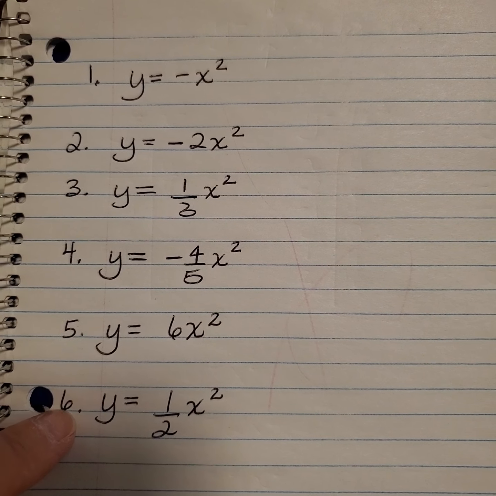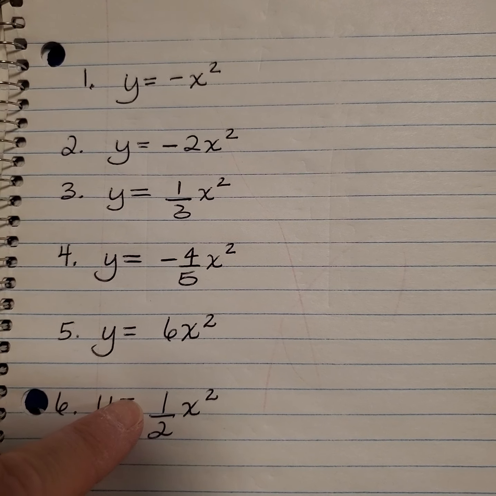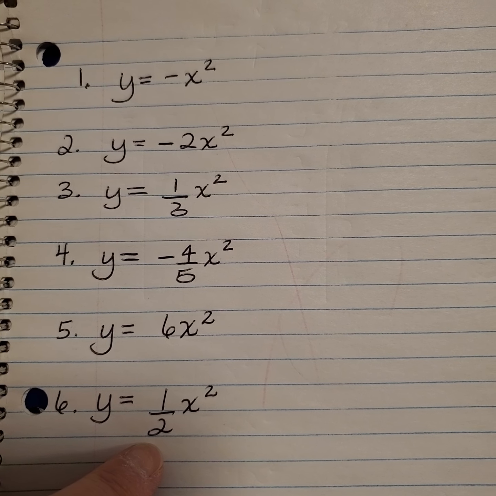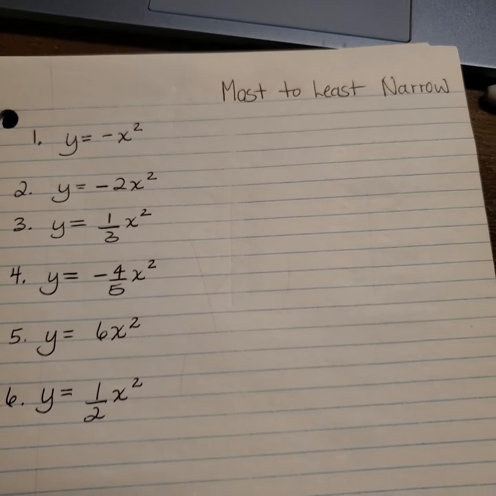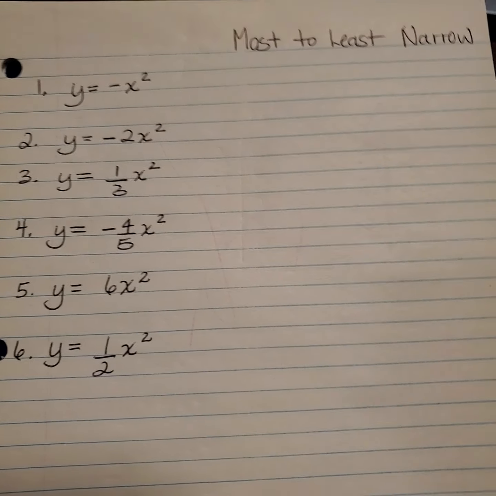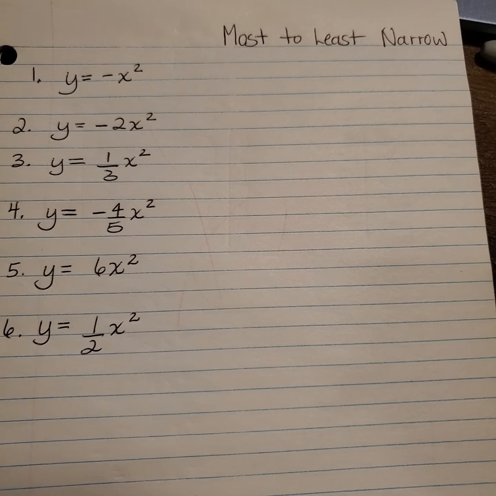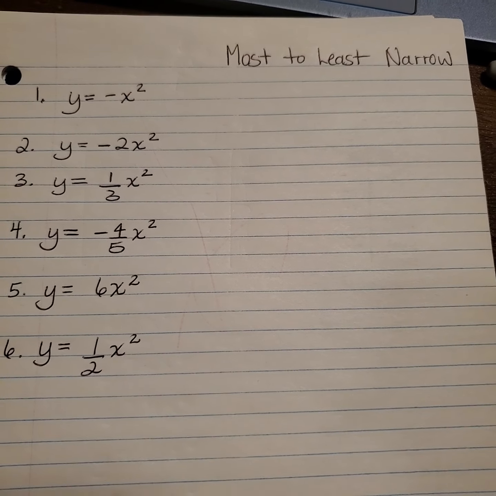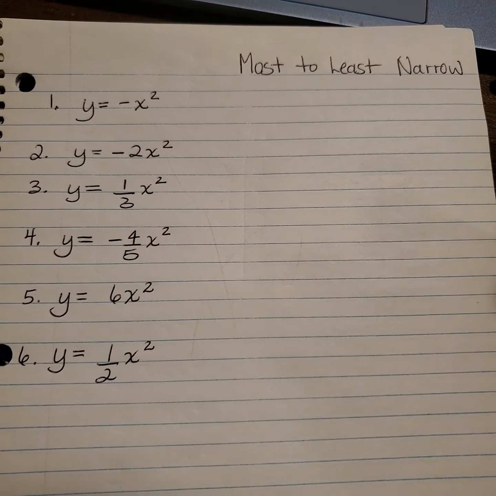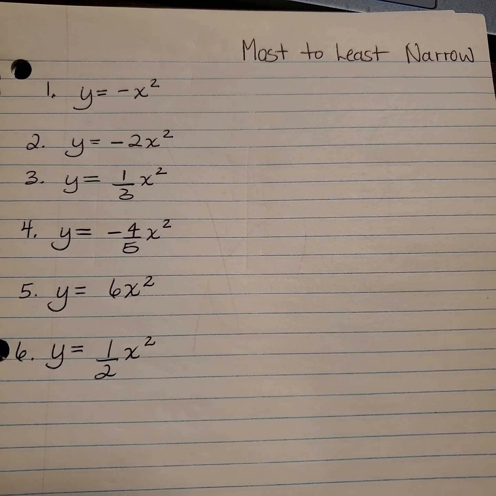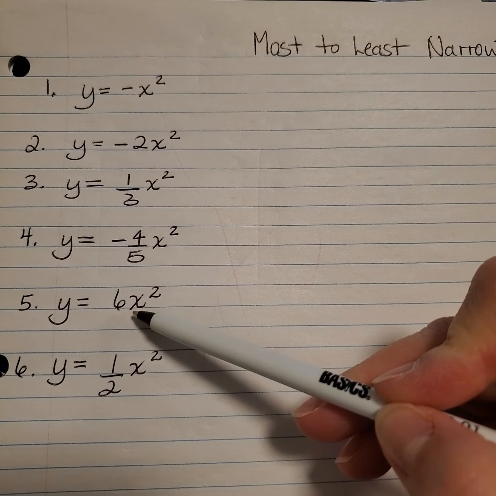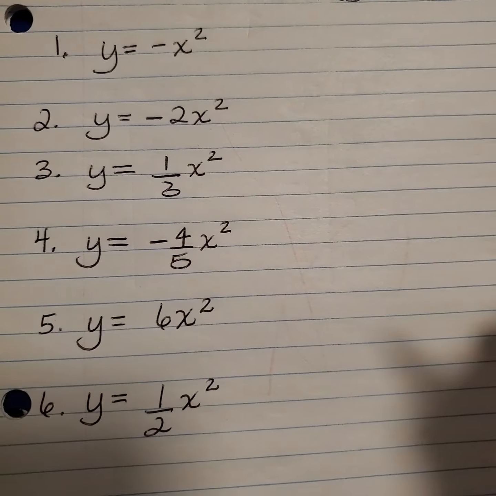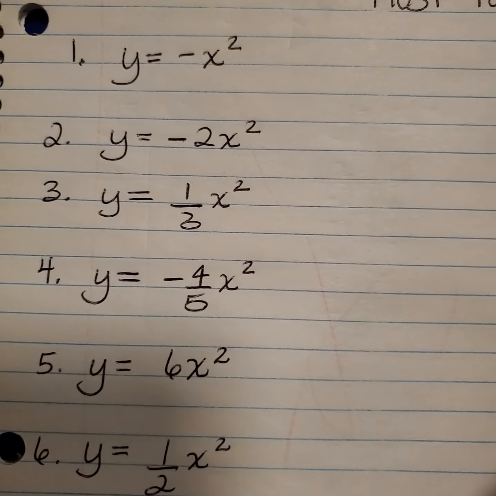And then finally, example 6, there is no reflection here, but I would say that there's a vertical compression by a factor of 1/2. This is something I like to do in class sometimes. Once we've looked at a whole bunch of examples, I'll ask you to rank them from most to least narrow. So remember, the further you get away from 0, the more narrow the parabola gets, okay? 6 is the furthest from 0, so I would say that this guy is the most narrow.